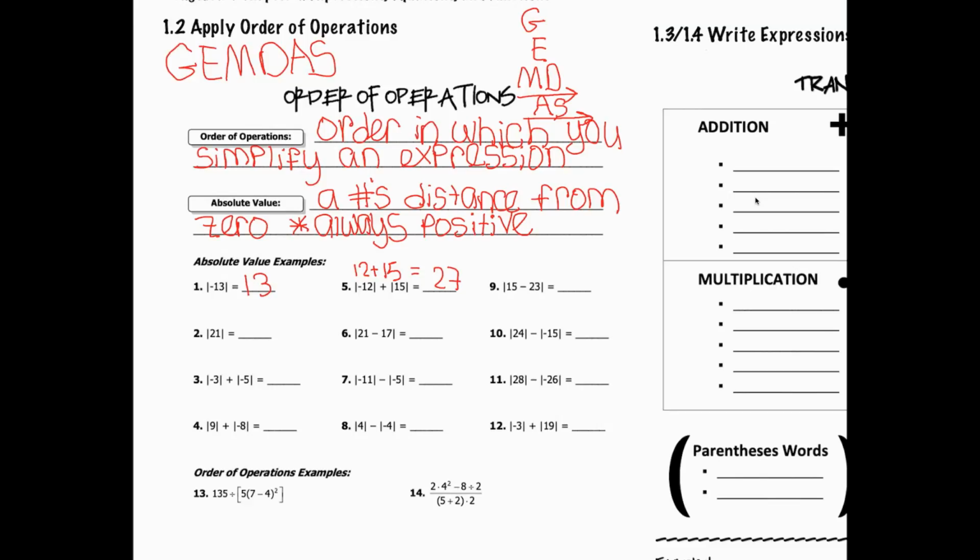Absolute value of 15 minus 23. I would solve that, which is -8. And then take the absolute value of -8, which is 8. Absolute value of 21 is just 21. 21 minus 17, that is the absolute value of 4, which is just 4. This one here would be 24 minus 15. And if you simplify, that's 9.